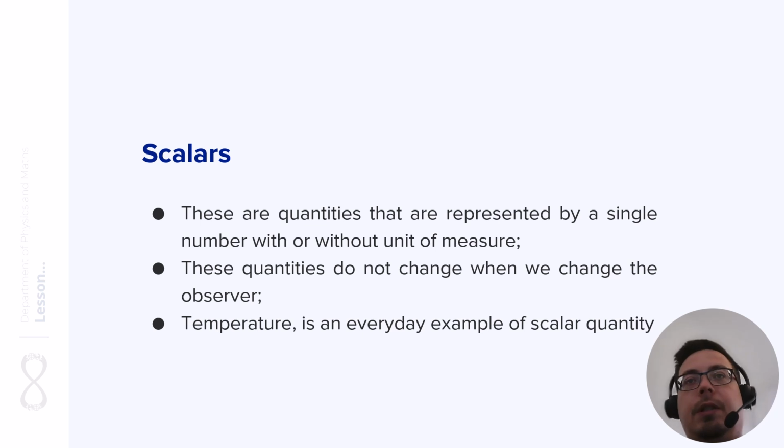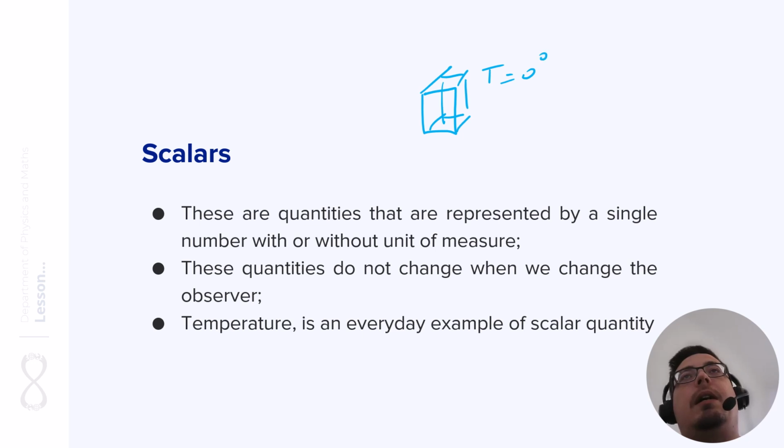For example, temperature. Imagine an ice cube which is melting in the sun, and each time it will have a temperature, which can be 0 degrees until it's completely melted. This temperature doesn't depend on the direction from which you're looking at the ice, and it doesn't depend on the orientation of the cube of ice. If you change the orientation of the cube, the temperature is still 0 degrees, and this is a scalar.